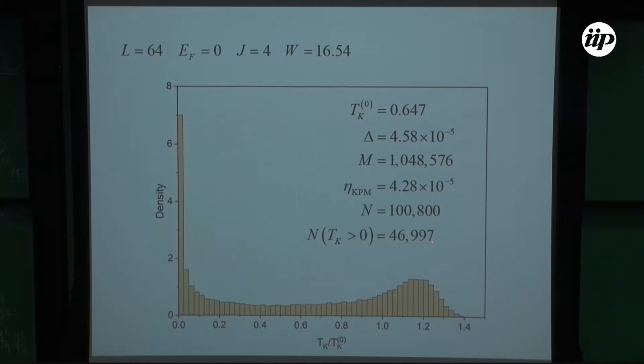and roughly a half turned out to have non-zero Kondo temperature. And then we're looking here at a histogram of the non-zero Kondo temperatures, scaled to TK0, the clean system Kondo temperature. You can see clearly there's a peak here. There's a broad distribution with the divergence near t equals 0.